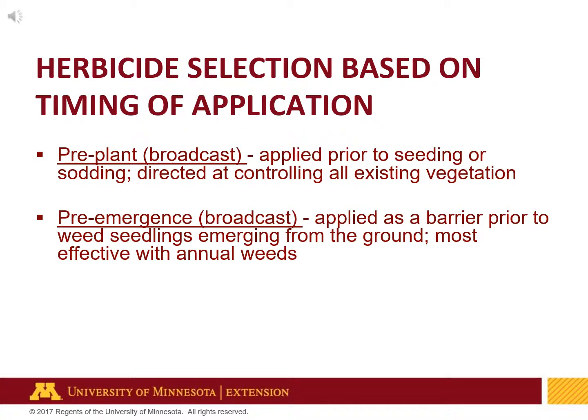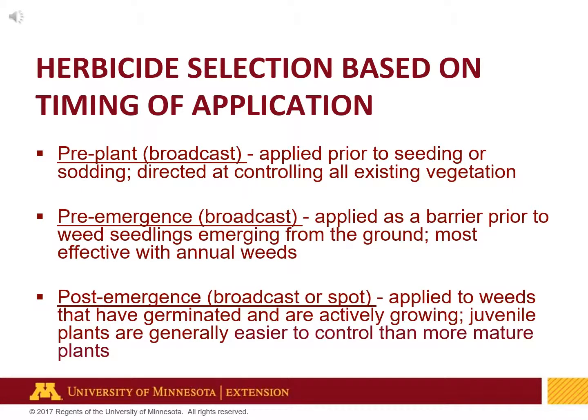Pre-emergence herbicides form a barrier in the soil such that weed seedlings are destroyed prior to emerging from the ground. They do not prevent seed germination. They are most effective at controlling annual weed seeds that germinate at specific times of year. Timing is crucial with these types of herbicides.